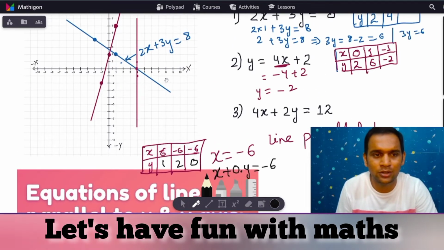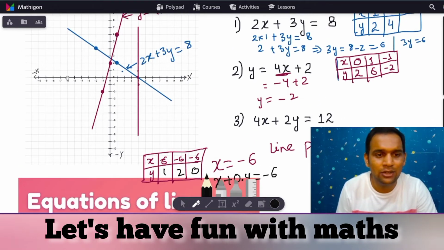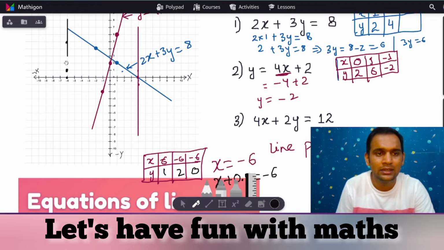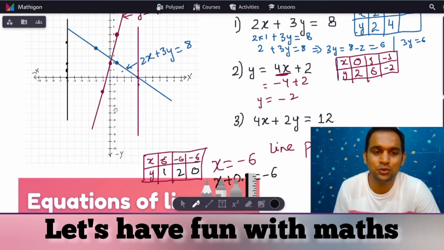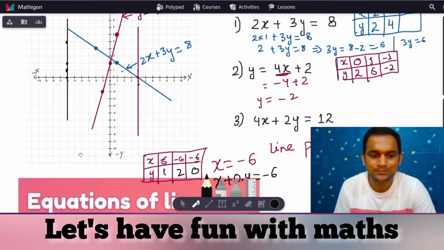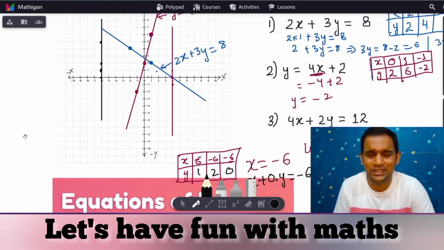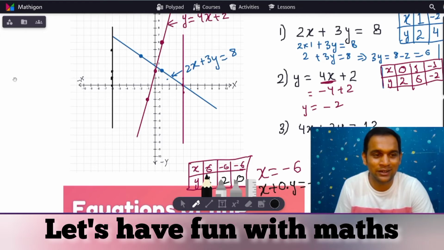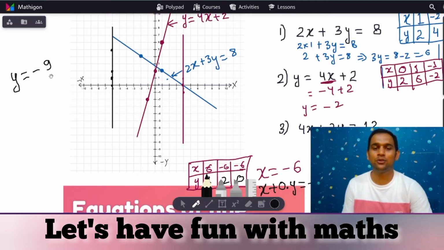Let's try to plot this on this graph. X value is minus 6 and then 1 and 2, 0, or we can take any value over here. So how will that equation look like? The equation will look something like this, right? Now if I ask you to plot y equals, this one is one of the easiest topics you could ever think of. If I ask you to plot y equals minus 9, how will the graph look like?